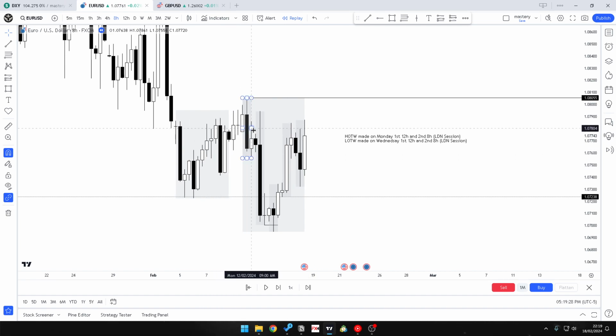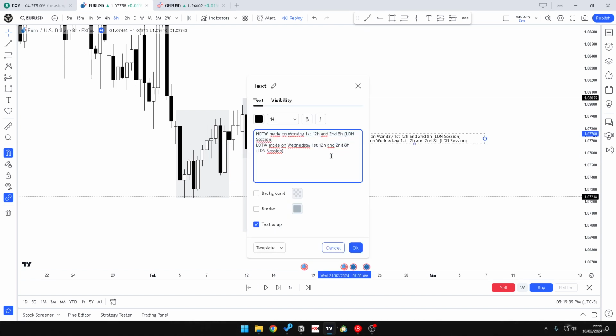But then, as you can see, Tuesday also making this high of the day, expanding. Same thing here, low of the day. Only on Thursday did price make the low of the day, made the first daily reversal on the first 12 hours day.